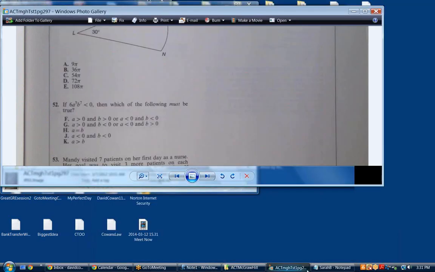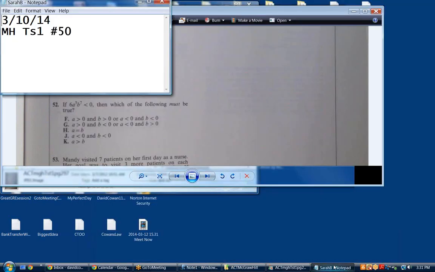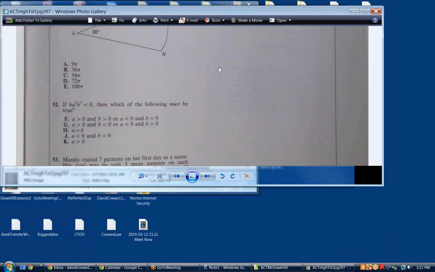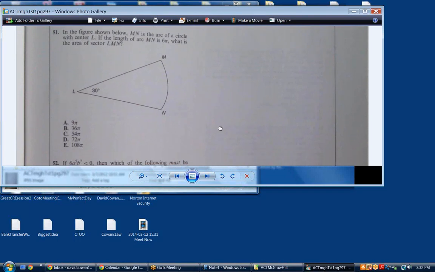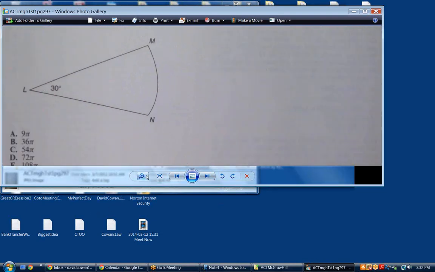And I have us going through problem 50 last time. So we will want to look at 51 here. Let me blow it up just a little bit.